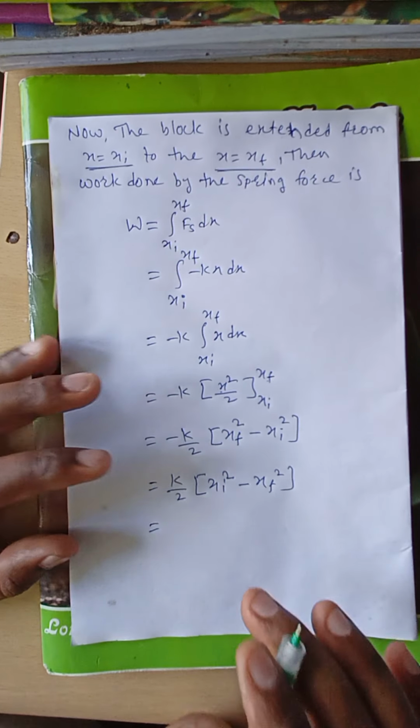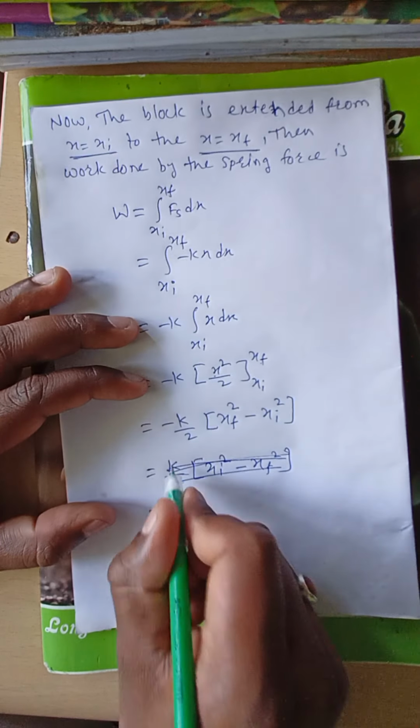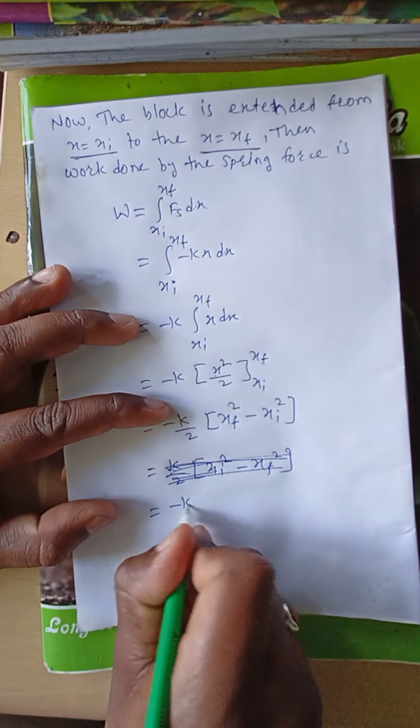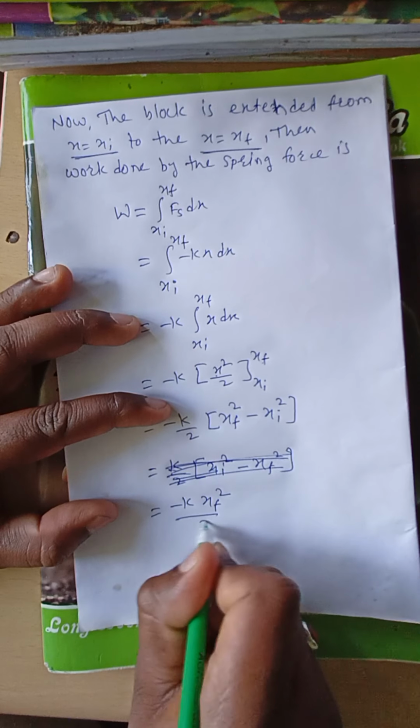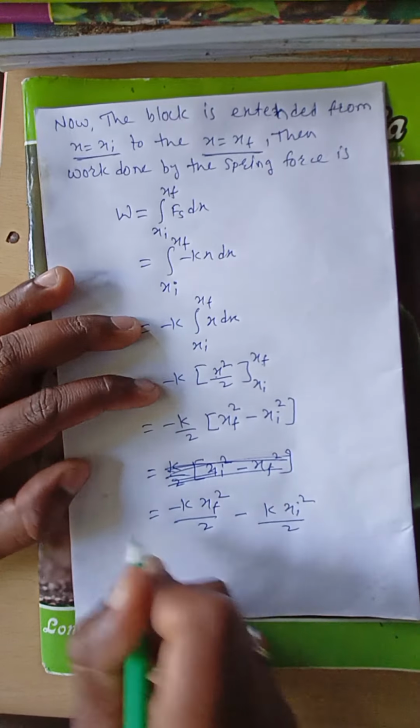Or we can multiply it out: minus k xf square divided by 2 minus k xi square divided by 2.